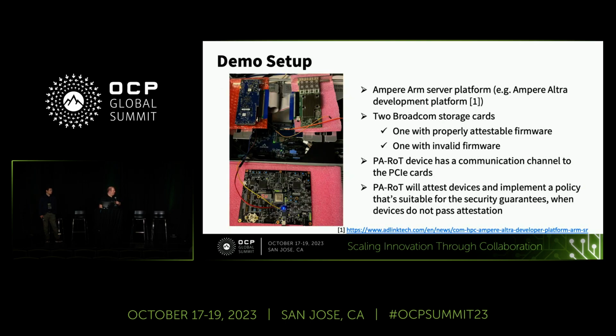This is our demo setup. It's kind of just expanded out here in this picture. We used an Ampere Ultra platform. There's two Broadcom cards that are in that picture right there as well. One of them has a properly signed firmware with a certificate and will respond to SPDM requests. The other one has an invalid one. And then basically the PA-RoT will come up, communicate with these devices as we talked about during that enumeration process, and inform the host CPU when those authentications are complete.